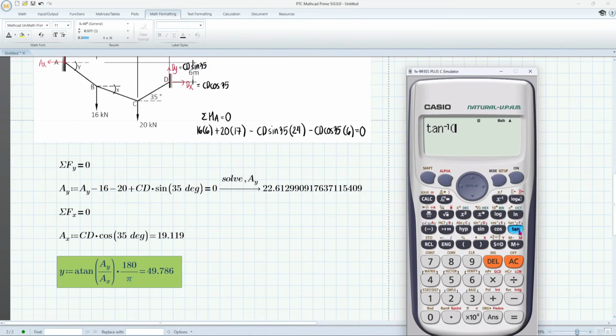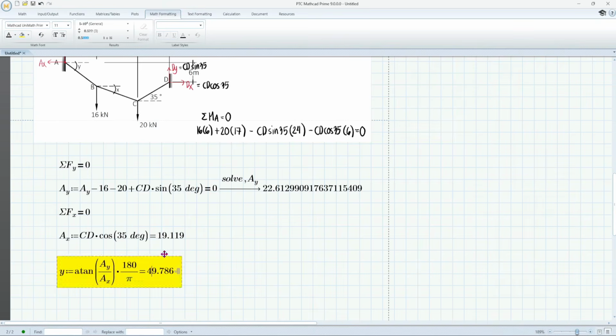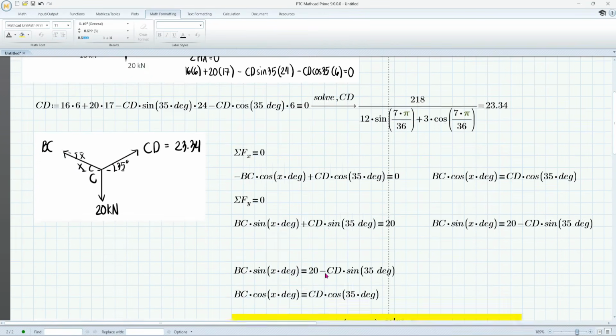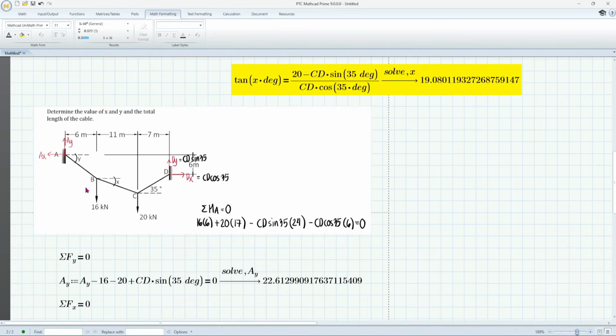Bale, arctangent of 22.61 then divided by 19.11, or 19.12 na lang. 49.78 approximately. Now, before we solve the length of the cable, let us explore the other method wherein we don't use any equilibrium equations, but we can still obtain the value of angle Y and the value of angle X.